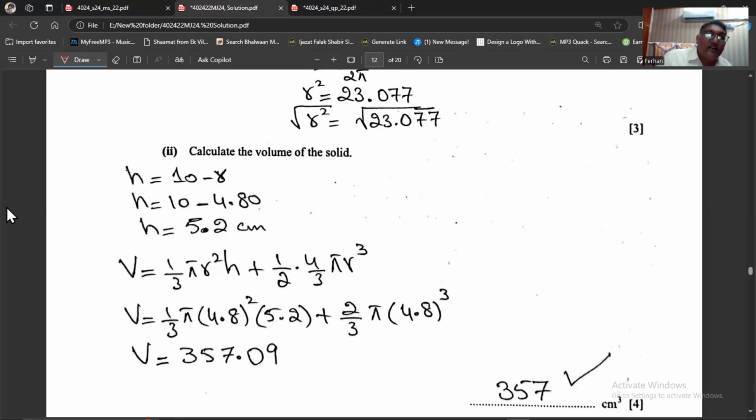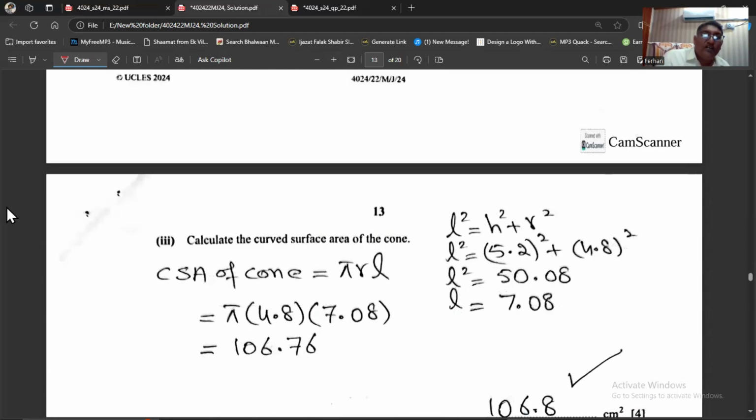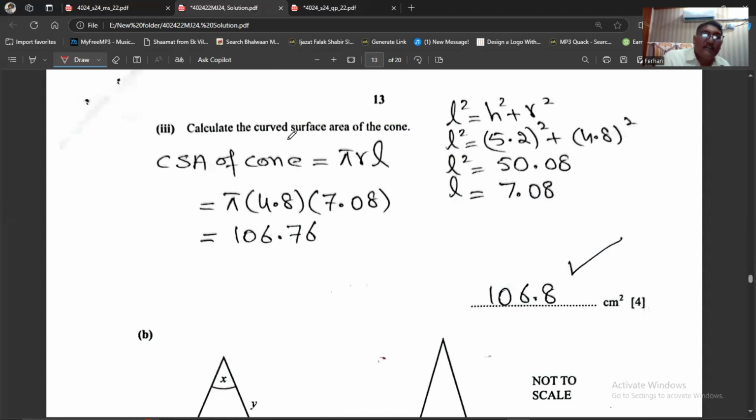So if you want to find out the slant height of the cone, the very famous formula: the slant height, the vertical height and the radius of the cone are related with the Pythagoras theorem. L square is equal to h square plus r square. L here is the slant height, h here is the vertical height, r here is the radius. So L square will be equal to 5.2 square plus 4.8 square. So L square will be equal to 50.08. We will take square root on both the sides. So the slant height L will be equal to 7.08.